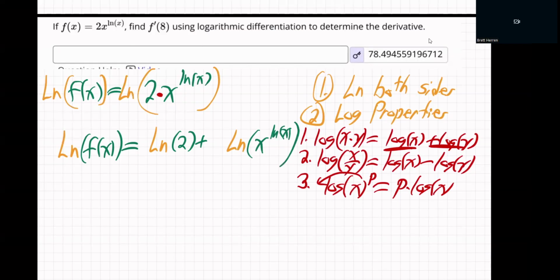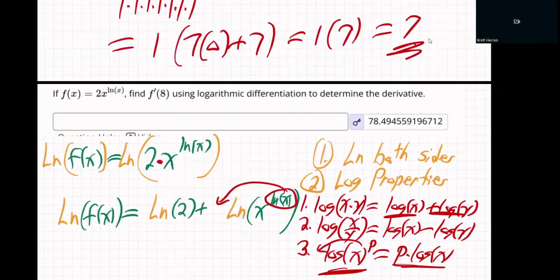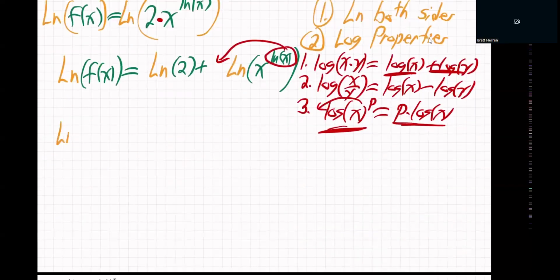Good so far? Because those are times, right? Times becomes adding. That's what log property number one says. You have two things multiplied inside of one log; you make two separate logs added. Ln is just a type of log. And then this power right here can drop down. That's log property three. Powers drop down to the front. That's a little weird looking, I know, but it's true.